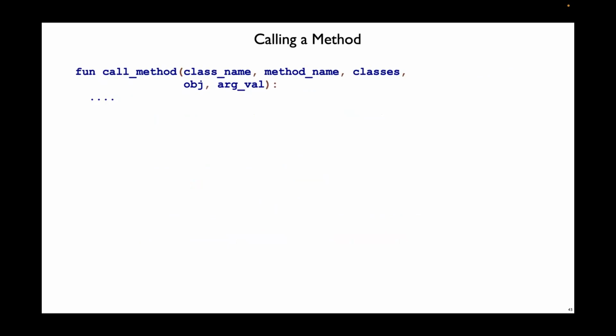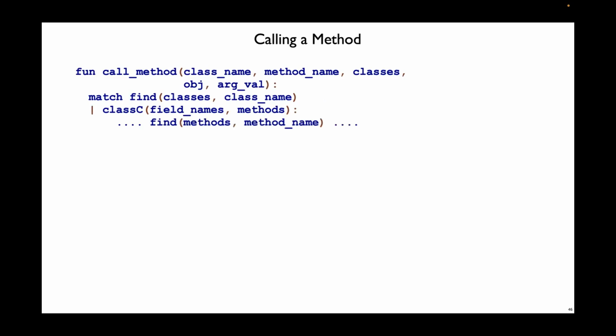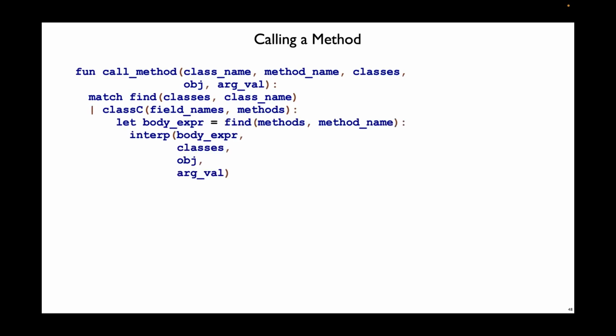We have a class name, method name, list of classes, an object, and an argument value. We can use find to search the list of classes using our class name, then unpack the result to a class C. That gives us the list of methods. Now we need to use the method name to search inside that list of methods. That second call to find gives us a body expression. Finally, we interpret the body with the list of classes, the current this object, and now with argval as the input to the method.